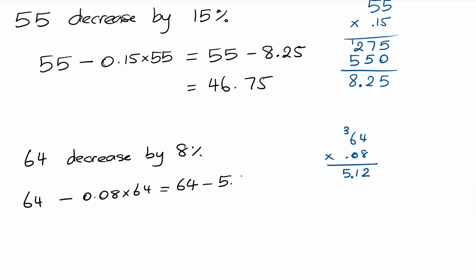64 minus 5.12. Okay, because we're looking to subtract decimals. When I subtract 5 from 64, we're getting 59, and because I'm subtracting 0.12 from 1, I should get 0.88. So therefore, I should get 58.88, and that is what I should get after I subtract. So that's my decreased value right there. Okay, so we're just using the idea of multiplying decimals and adding and subtracting decimals throughout our process.